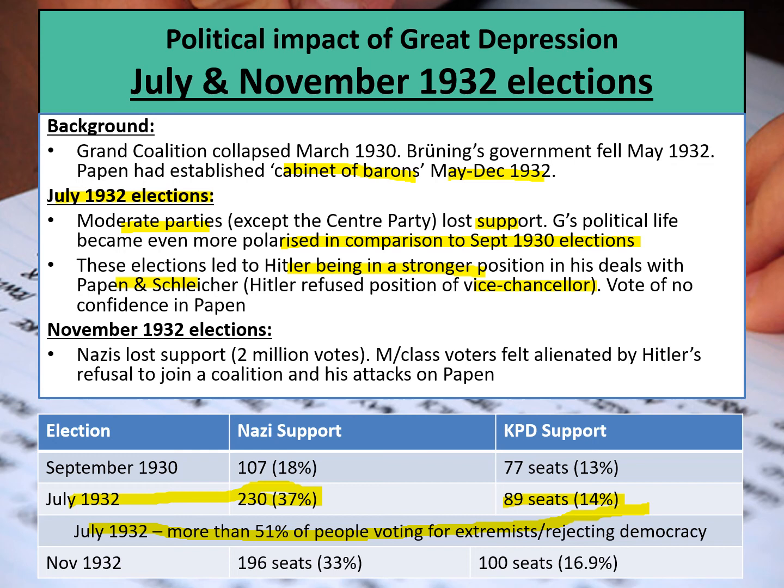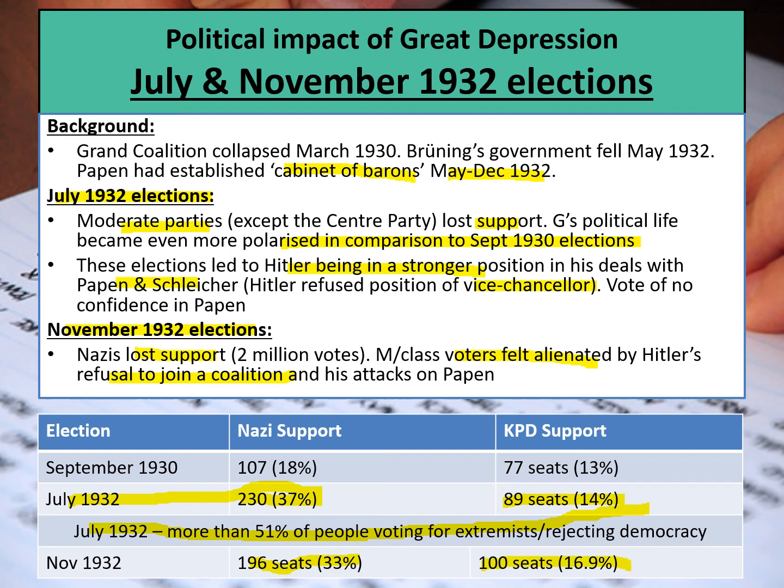So things look especially bleak at that point for the democratic governments. However, quite interestingly, in November 1932, the Nazis did lose some support. Some middle-class voters had felt alienated by Hitler's refusal to join the coalition and his attacks on Papen, and therefore you can see the Nazi share of the vote went down to 196 seats, or 33%. However, the communists gained their most ever in November 1932, getting 100 seats, or 16.9% of the vote.